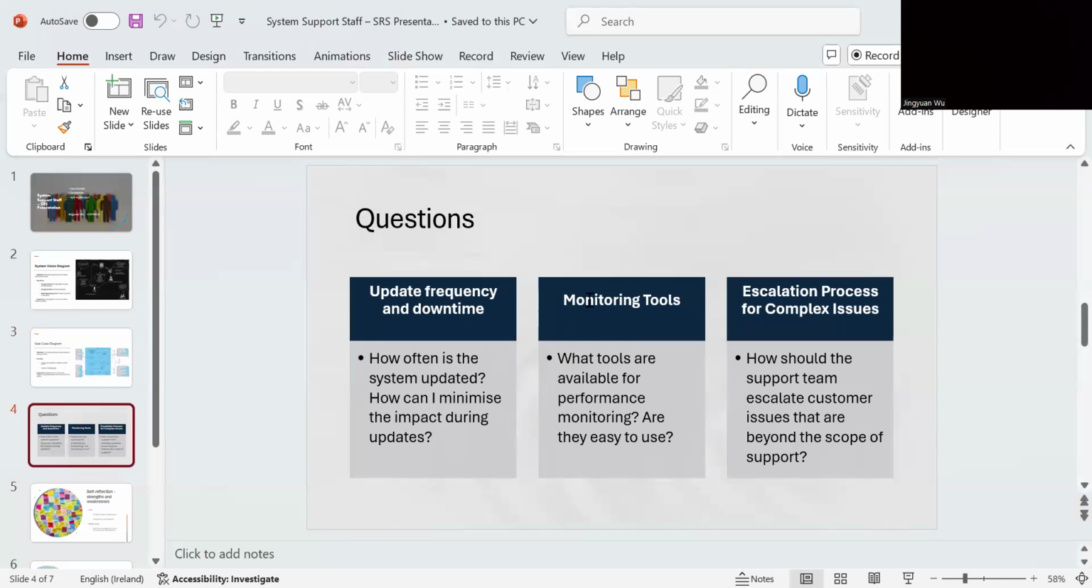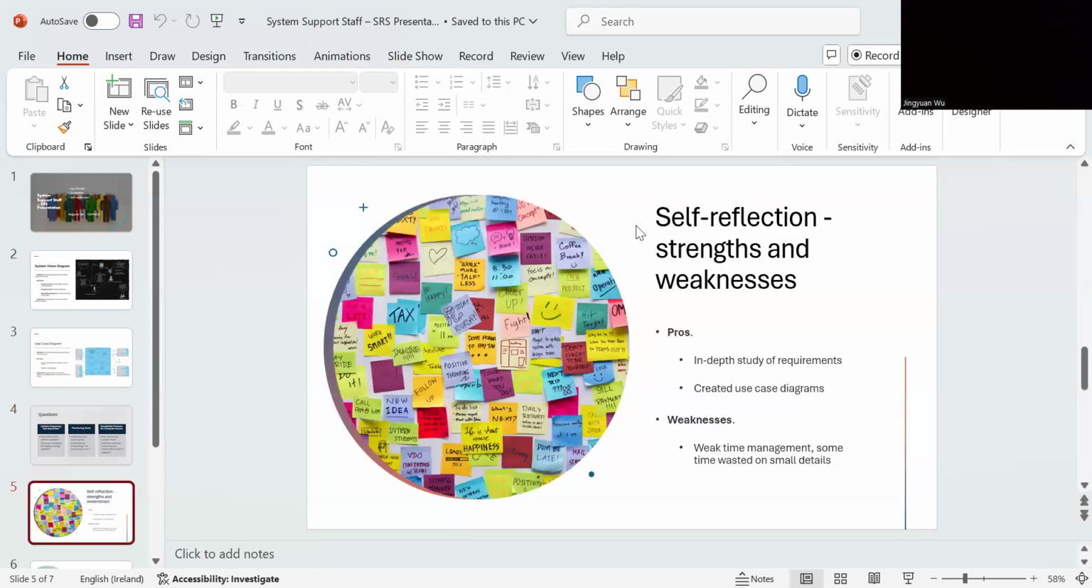And the second question is about monitoring tools. What tools are available for performance monitoring? Are they easy to use? And the last one is about the escalation process for complex issues. How should the support team escalate customer issues that are beyond the scope of support? These questions are important because they can help us better support our customers and ensure that the system is running stably. And part three is my self-reflection.